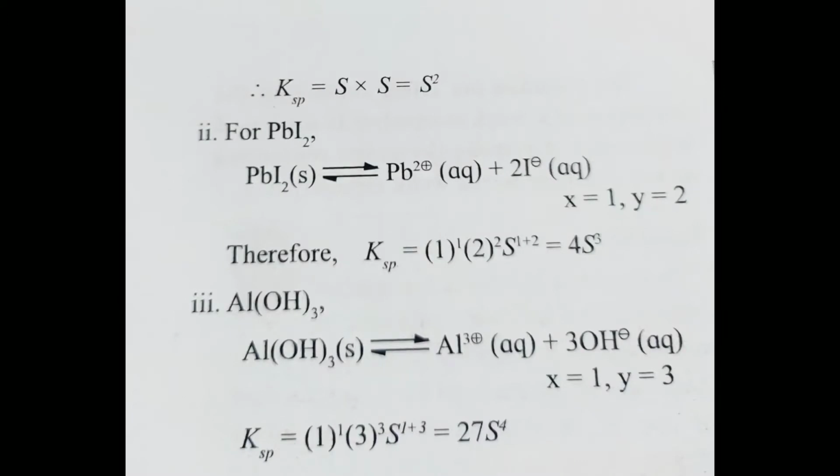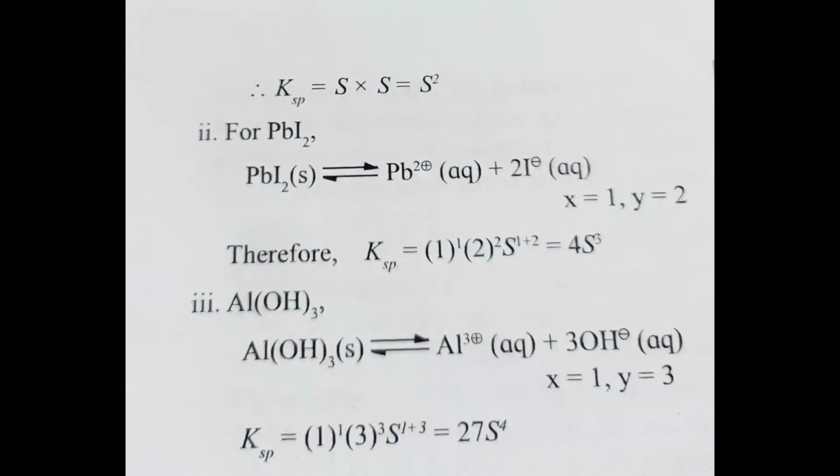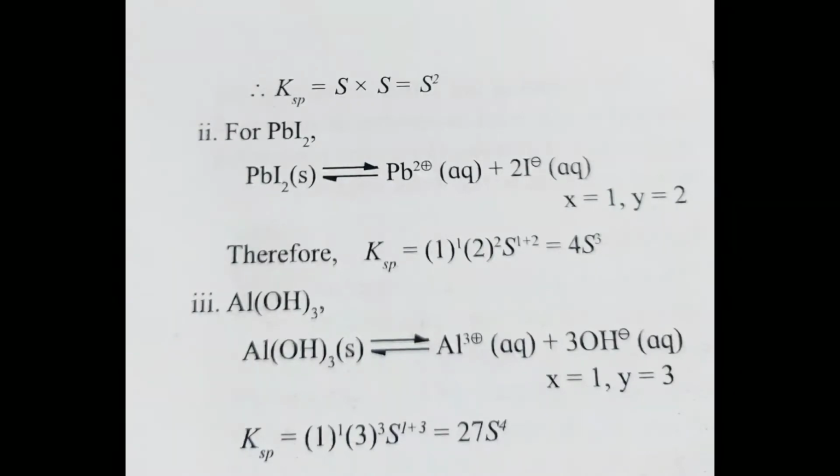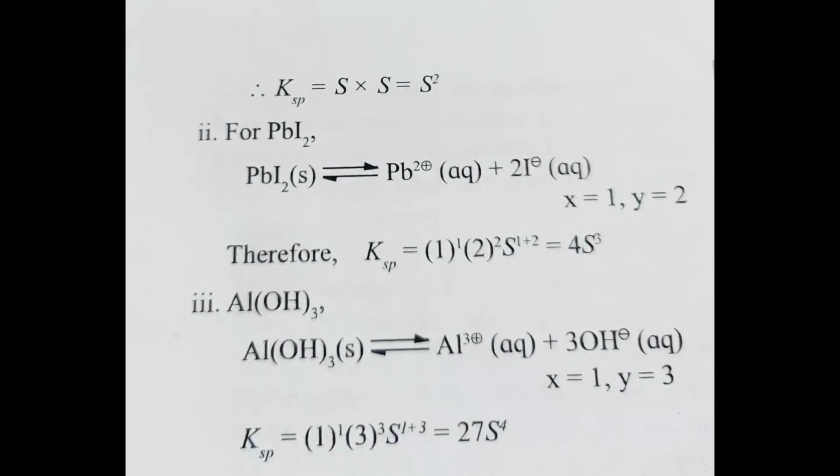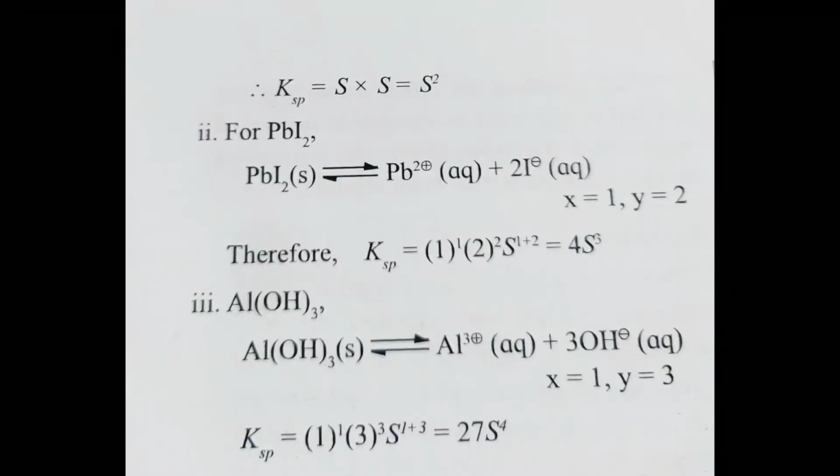Third example is Al(OH)3. Al(OH)3 at equilibrium gives Al3+ plus 3OH-. Here x is equal to 1 and y is equal to 3. Hence, the solubility product value, that is Ksp, is equal to 1 raised to 1 into 3 raised to 3 into S raised to 1 plus 3, which is equal to 27S raised to 4.